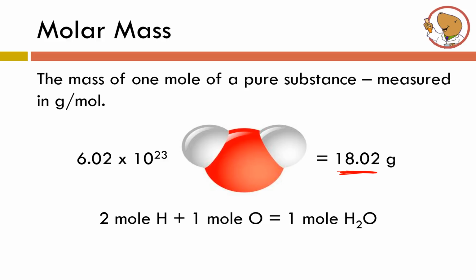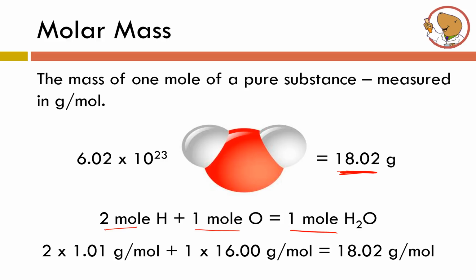So instead of just 2 atoms of hydrogen and 1 atom of oxygen, we're talking about moles. 2 moles of hydrogen and 1 mole of oxygen give us 1 mole of water molecules. But my math doesn't change. I've got my molar mass of hydrogen at 1.01 grams per mole times 2, since H2O. I've got 1 mole of oxygen atoms at 16.00 grams per mole. And when I add those up, I get right back to that same number, 18.02, except now my units are grams per mole. This is huge for chemists.